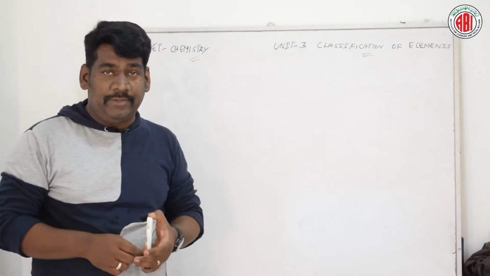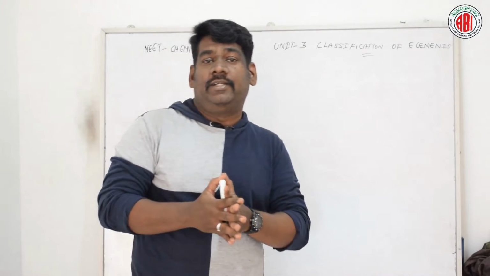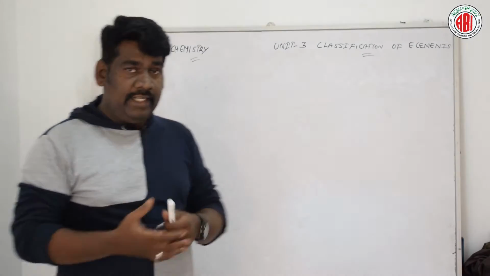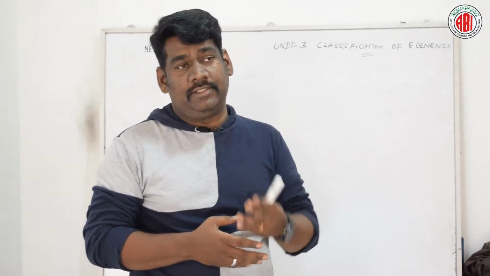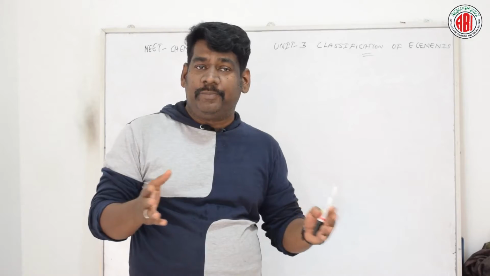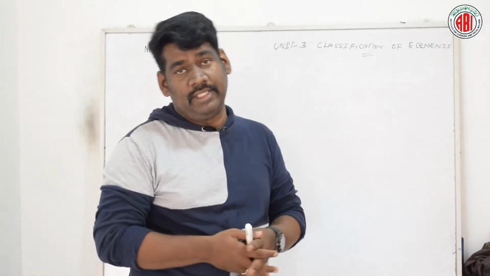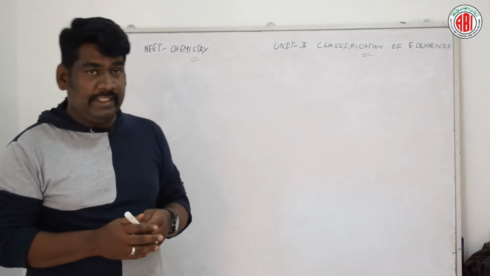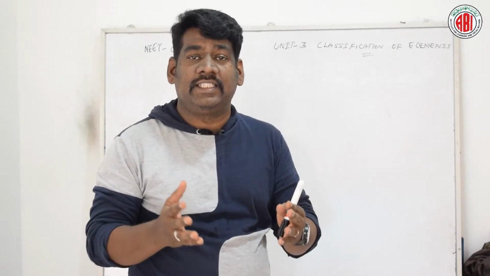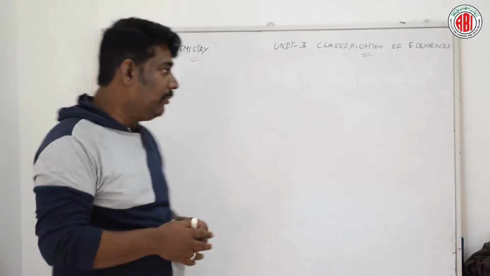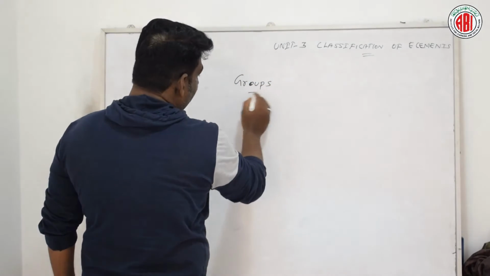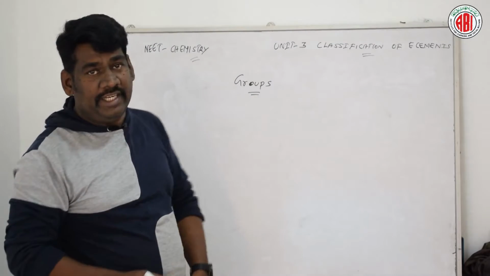In this particular unit we are going to discuss the periodic classification. In the earlier video we discussed how the elements are placed in periods based on the characteristic features in the periodic table, and today we are going to discuss the elements which are arranged in systematic groups. So today let us talk about groups and elements placed in the groups in the periodic table in detail.